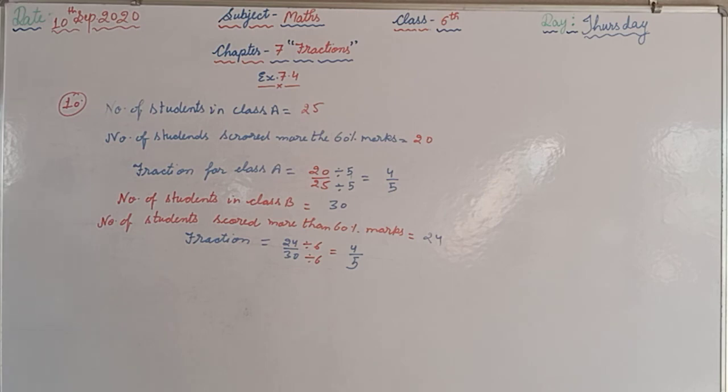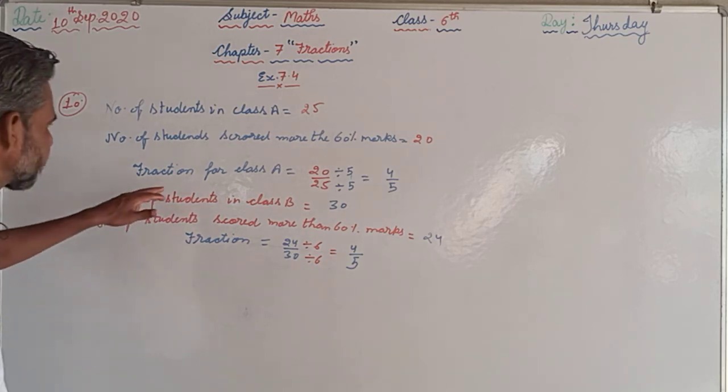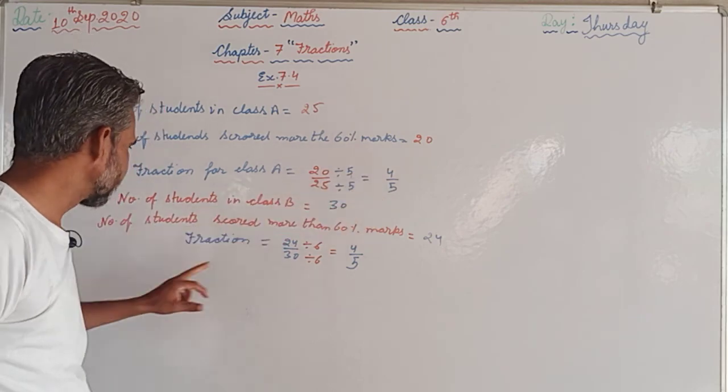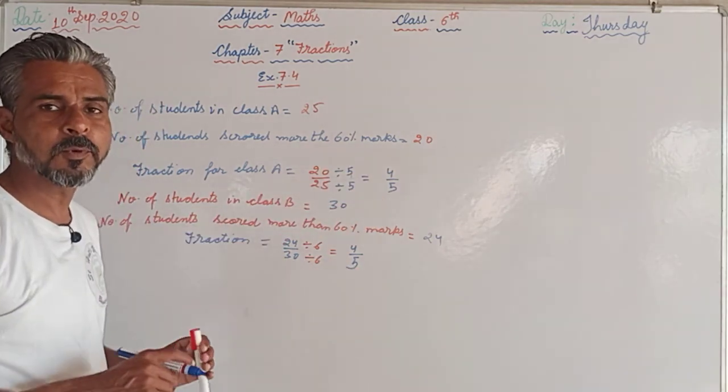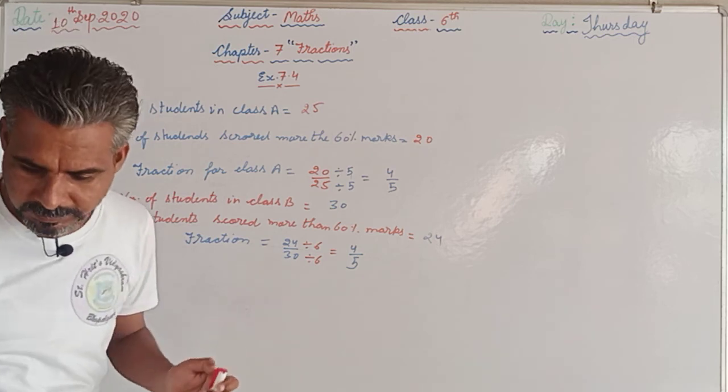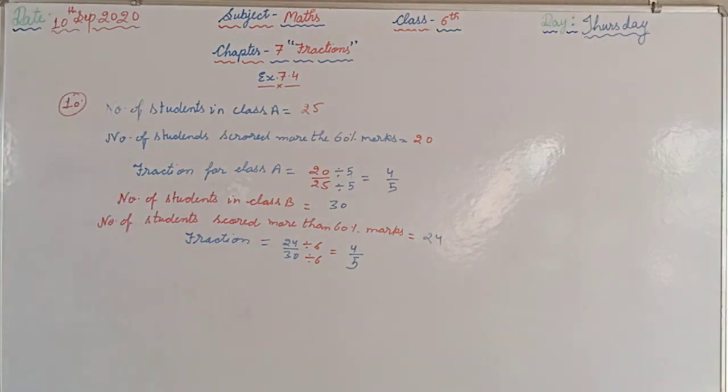In which class was a greater fraction of the students getting 60% or more marks? So here we have calculated the fraction for each of the classes. Now we have to see which one is having more. In class A, the fraction is 4 upon 5. In class B, the fraction is 4 upon 5. So both the classes are having the same fraction. Both the classes have the same fraction of the students scoring more than 60% marks.